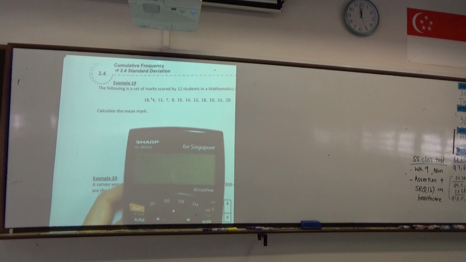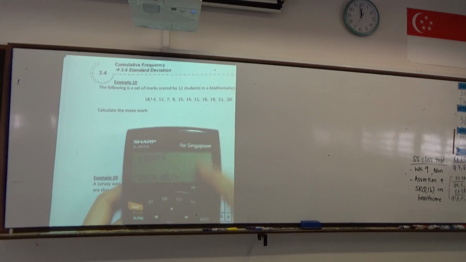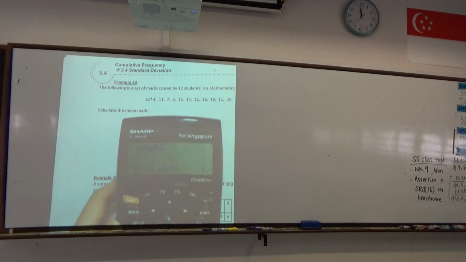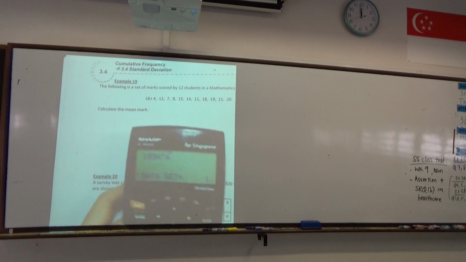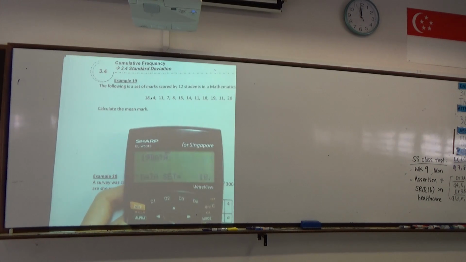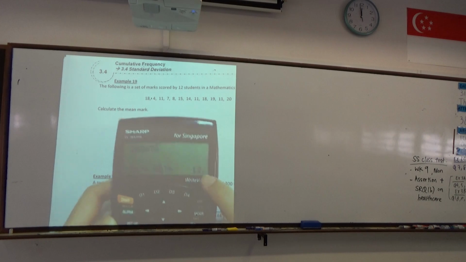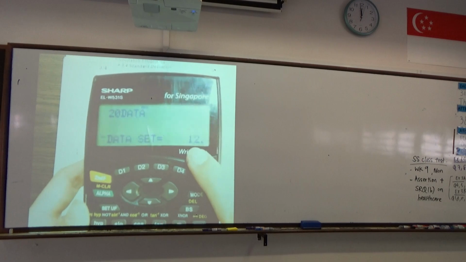So you press 18. If the frequency is 1, you press change. After you register the value 18, you can press change immediately, so that will take it as a frequency of 1. You understand what I'm saying? Then I go to 4, press change 11, change 7, 8, 15, 14, 11, 18, 19, 11, and 20. So it will count the amount of data over here. There are actually only 12 data, so it is consistent.